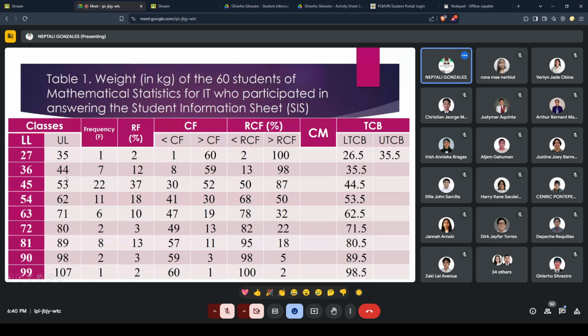53 plus 0.5, 53.5. Or, same principle as finding the upper limits and lower limits, just add 9, which is the class size, to get 44.5, 53.5, 62.5, 71.5, 80.5, 89.5, 98.5, and 107.5. Next, and the final to get will be the class marks or CM.